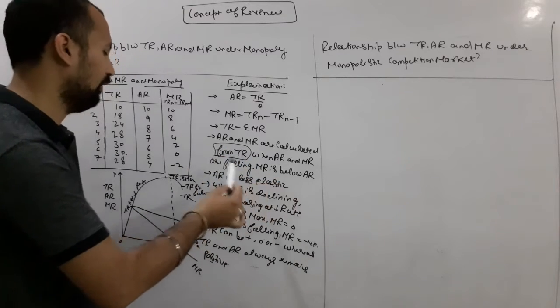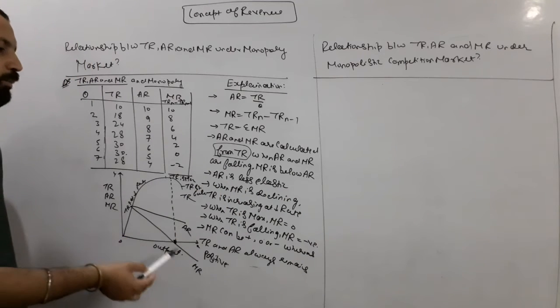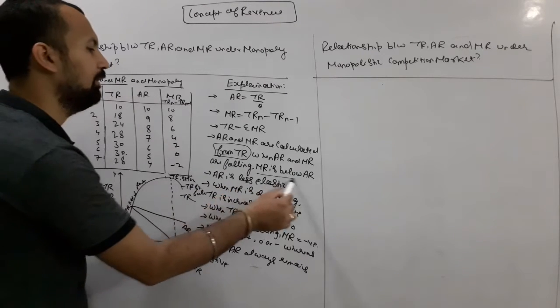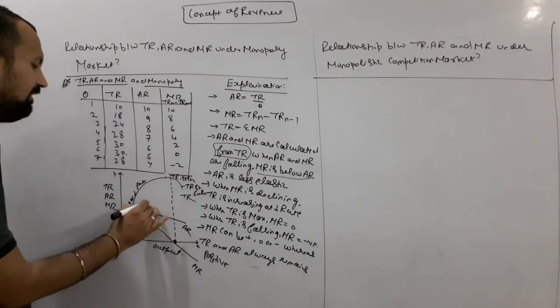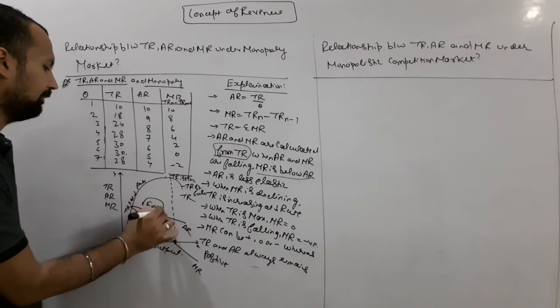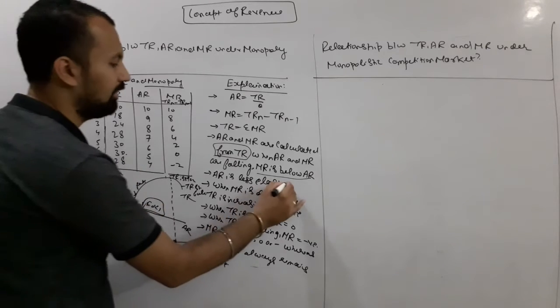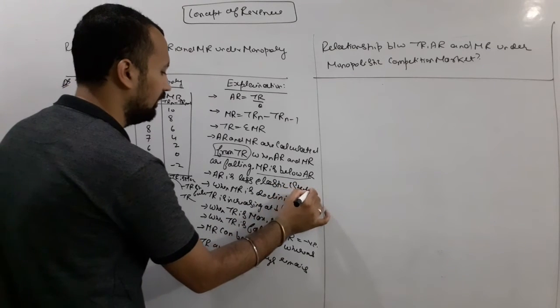When AR and MR are falling, now check this situation. AR and MR both are falling, but MR is below AR. MR is always below AR. Here is less elastic. Less elastic means elasticity here is less than 1. That is, it was termed as steeper.